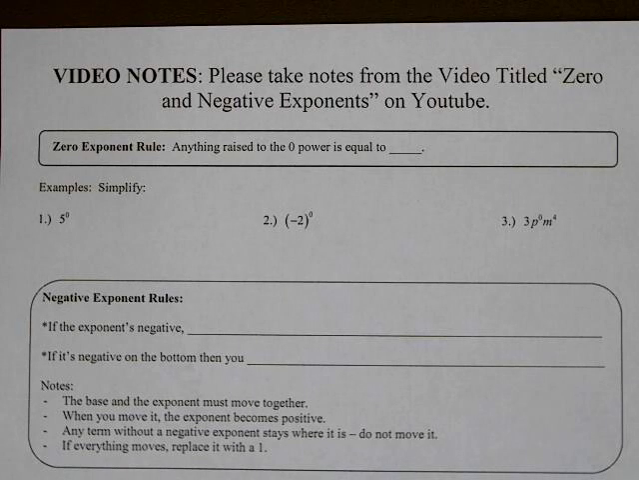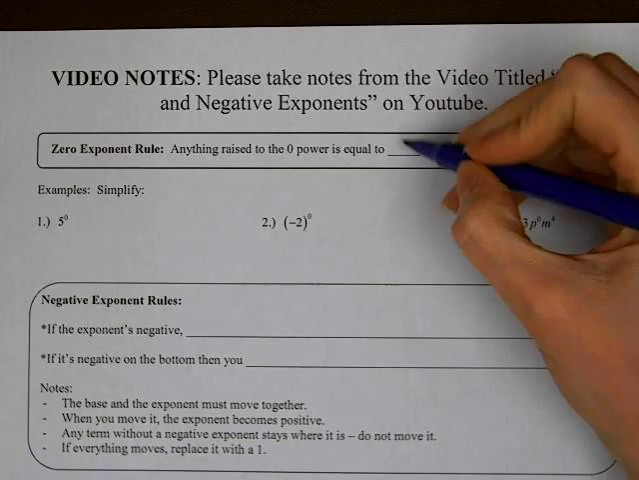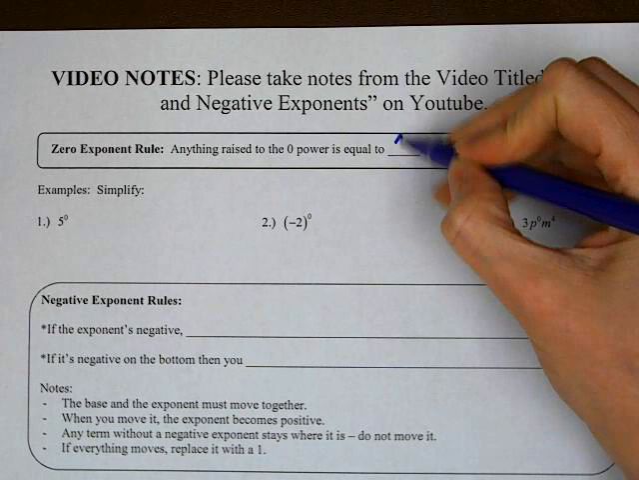I hope that investigation made sense and you guys found some cool properties about zero and negative exponents, but just in case, since I'm not here, I wanted to make sure you got the right rules. All right, so rule number one is the zero exponent rule, and this is the easy one. Anything raised to the zero power is always equal to, I hope you guys found, 1.